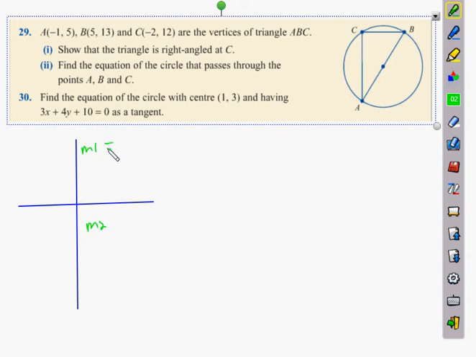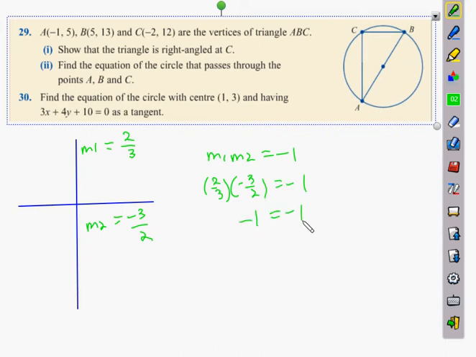If I was to say M1, for instance, is 2 over 3, M2 is turn that upside down, change the sign, minus 3 over 2. Then M1 multiplied by M2 has to equal minus 1. So what you do is you get your two slopes, you multiply them by each other, and if they equal minus 1, automatically means they're perpendicular. So in this particular example, I'd get 2 over 3 multiplied by minus 3 over 2 equals minus 1, and you have to write down minus 1 equals minus 1 to prove that they're perpendicular.